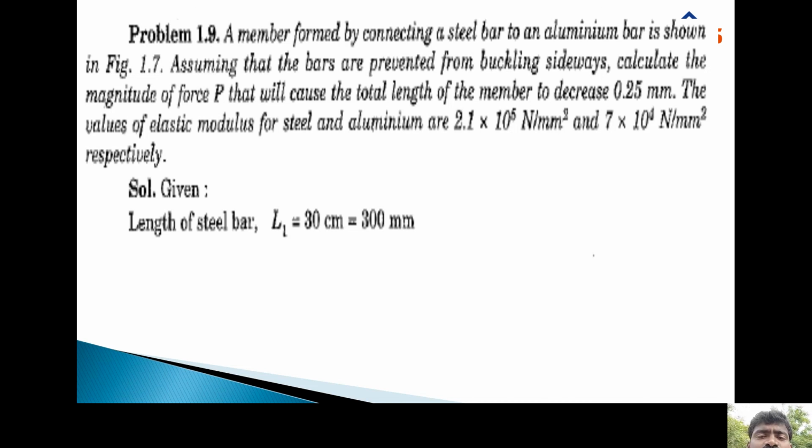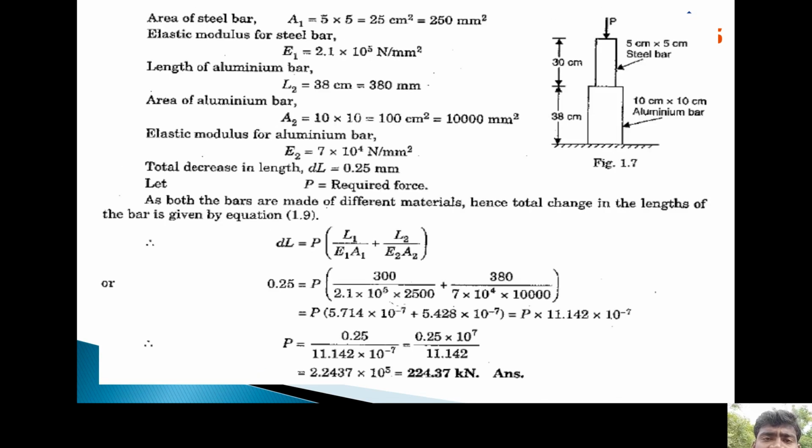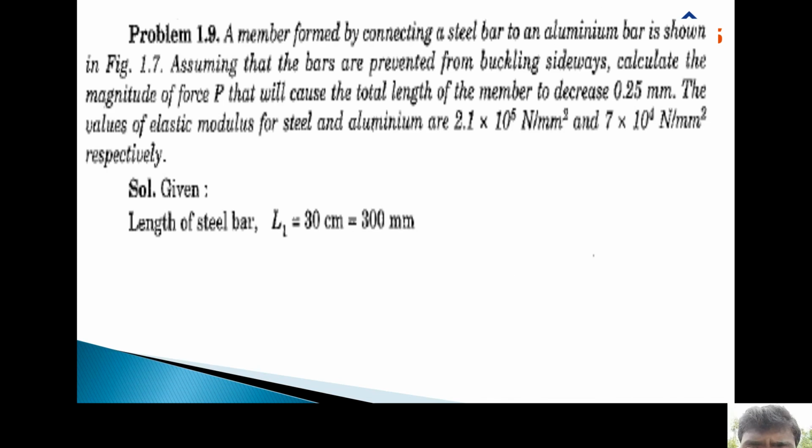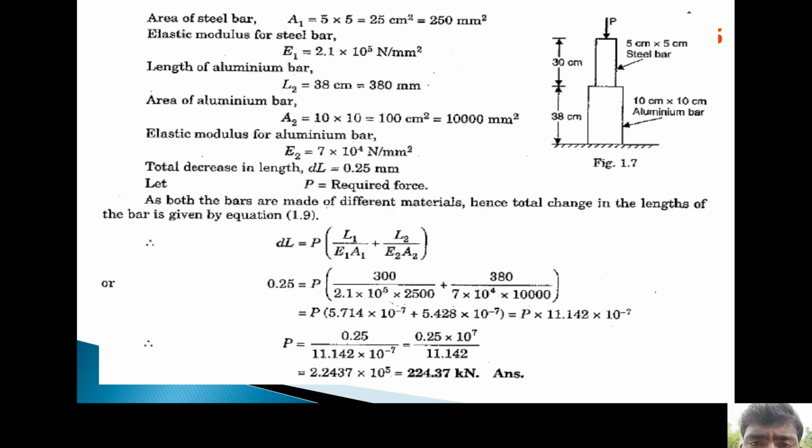Given data. The length of the bar L1 equal to 30 centimeters, that equals 300 mm, as shown in the figure. This is the figure. First section 30 centimeters length, next section 38 centimeters length. The compressive load is acting. Steel bar, the cross sectional area 5 centimeters into 5 centimeters.